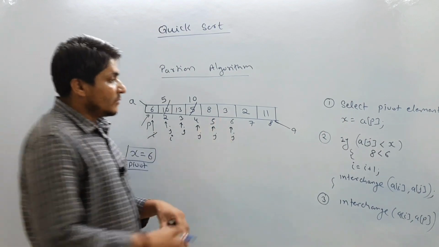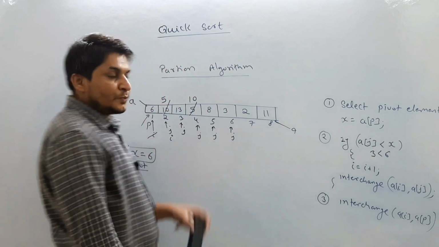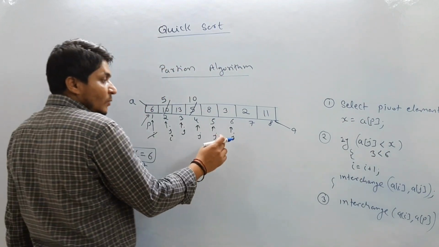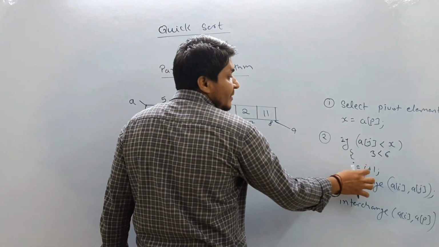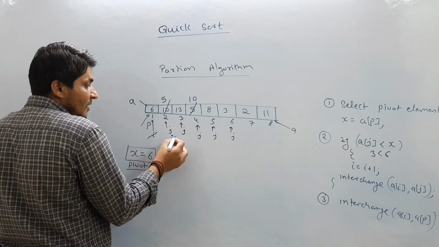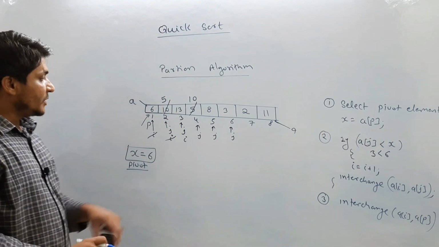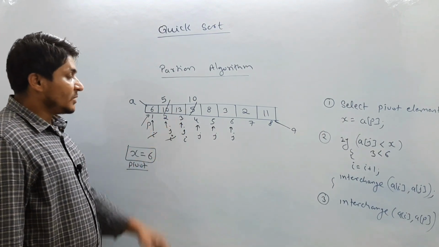Now this is 3. A of j is what? 3. Condition true. Then what will I do? I will immediately increment the value of I first. So I is pointing to index number 2. Now it will increment, so I will start pointing to index number 3.